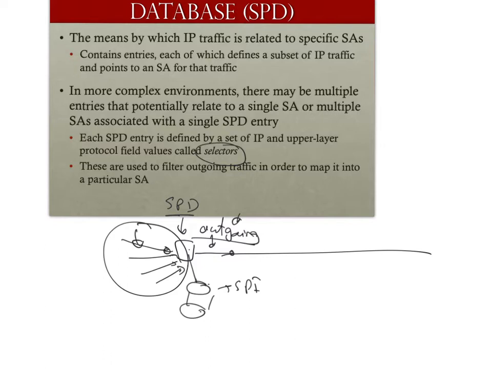These are used to filter outgoing traffic. The filter has, as we said, three functions: protect, bypass, discard. These are the three possible actions. So how does this look in detail? Architecture.